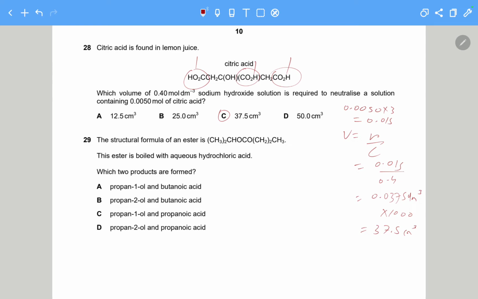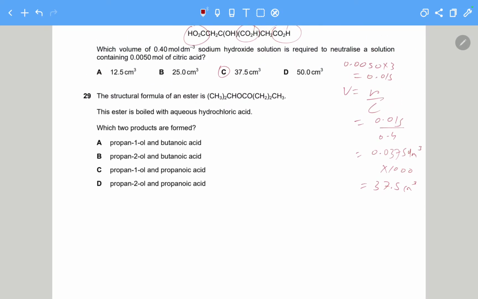Question 29. The structural formula of an ester is (CH3)2CHOCOCH2CH3. Now, they've given this in a very weird form, so let's draw it out to make a visualization of the ester easier. So when they say CO2, it means this. When they say OCO, they mean this. That's the difference. So (CH3)2CHOCO means this, CH2CH3. So the ester is boiled with aqueous hydrochloric acid.